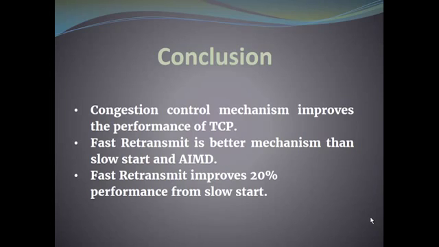So far, our conclusion is very straightforward. Congestion control mechanisms will improve the performance of TCP. Fast retransmit is a better mechanism than slow start and AIMD. Fast retransmit improves performance by 20% over slow start. So it is a very good algorithm, which is used in TCP Reno and TCP Tahoe. This is called the fast retransmit algorithm.